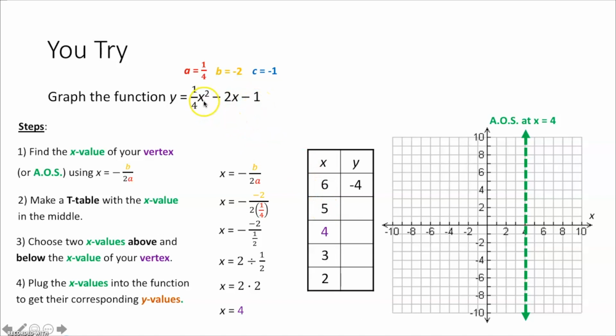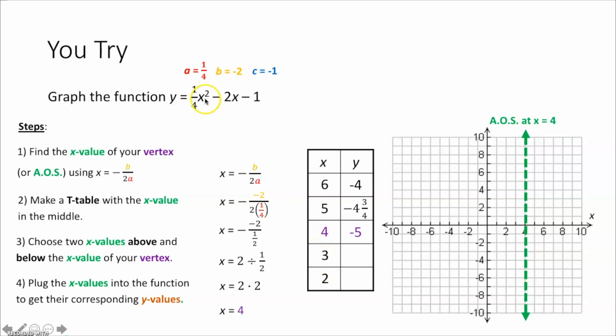5 squared is going to be 25 times 1/4, or divided by 4 is going to be 6.25, or 6 1/4. You then subtract 2 times 5, so minus 10, that's going to give you -3.75, or -3 3/4. Minus 1 is going to be -4 3/4. I plug in 4. 4 squared is going to be 16 times 1/4, or divided by 4 is going to be 4. Then minus 2 times 4. So 4 minus 8, that's going to be -4. Minus 1 is -5. Let's plug in 3.